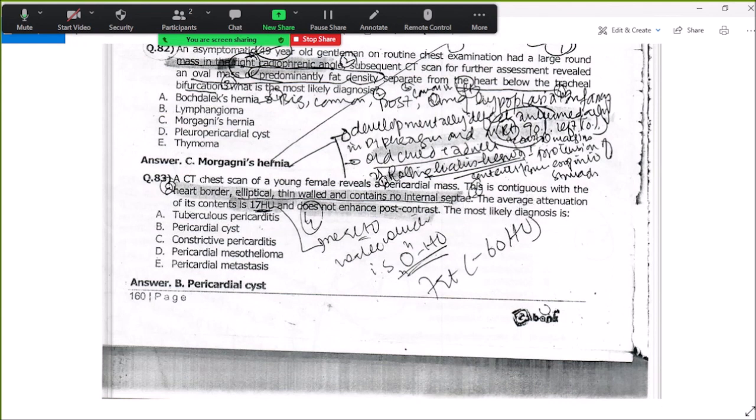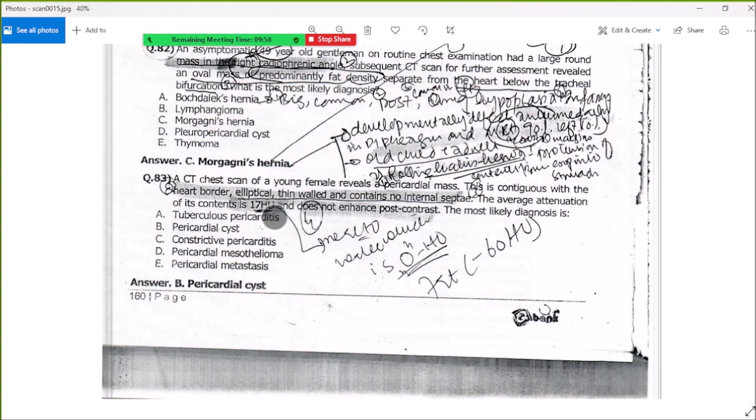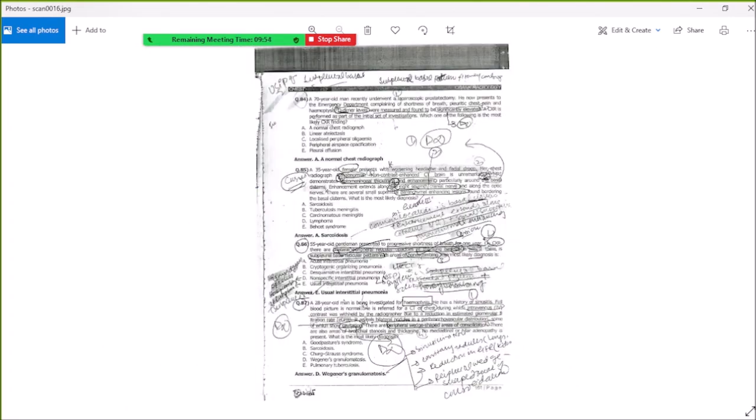This is contiguous with the heart border, elliptical, thin wall, and contains no internal substrate. The attenuation is 17 HU and it does not enhance post contrast. Most likely diagnosis: pericardial cyst. When it comes to a pericardial fat angle mass with 17 HU on CT scan, most likely diagnosis is pericardial cyst. 84.